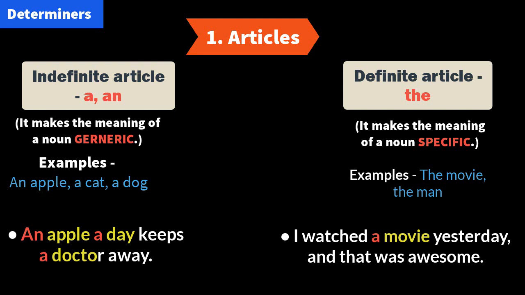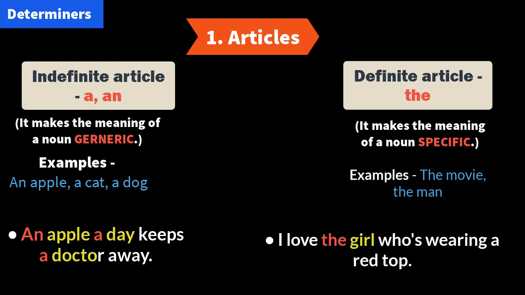Let's take one more example. I love the girl who's wearing the red top. Which girl am I talking about? I'm talking about a particular girl. The is working as a determiner here, making the meaning of the word girl specific, all right? Which girl am I talking about? I'm talking about the girl who's wearing the red top. So that's how articles work as determiners. And let me tell you guys, articles are the most used and the most common types of determiners.